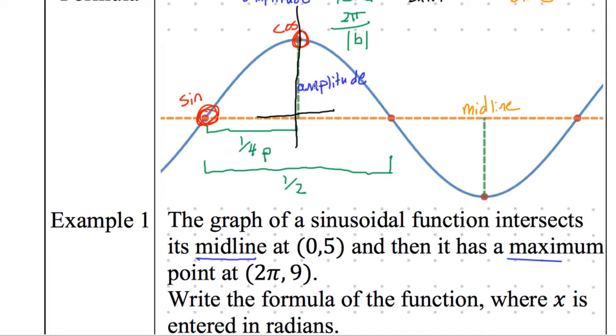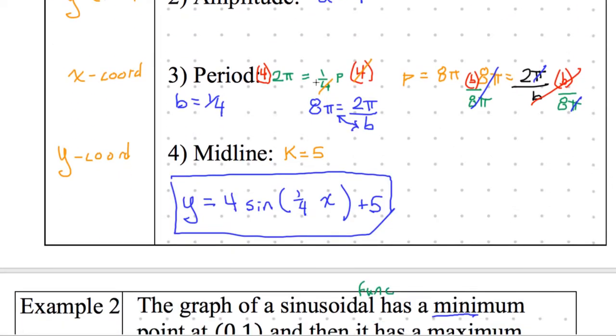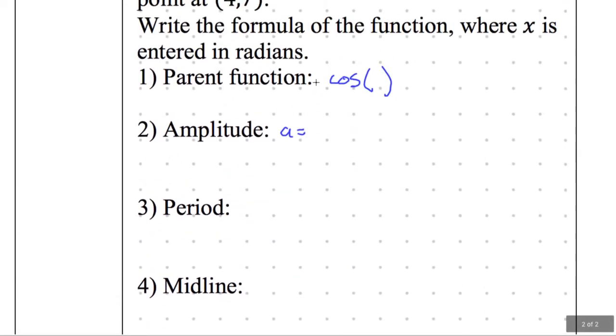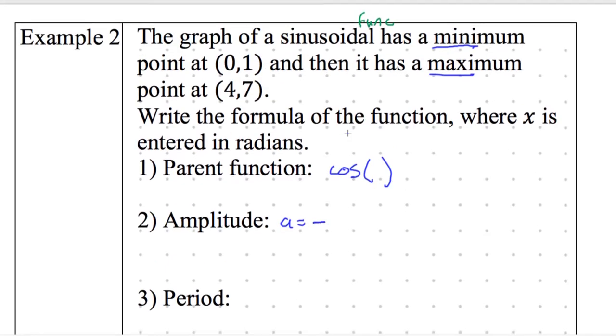So let's go ahead and undo all that so it still looks nice. That means my value of a here is going to be a negative number. And what is that negative number? So I need to figure out, again, amplitude, I'm always thinking about the y-coordinates. I went from a minimum of a y-coordinate of 1 to a maximum of 7.